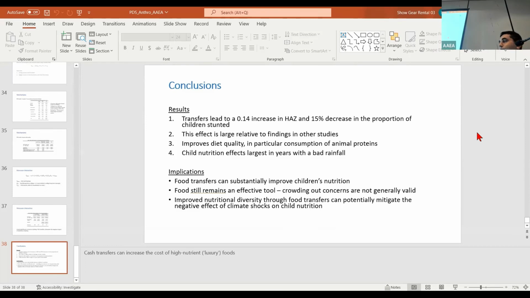I mean, there's a lot of doubt on the effectiveness of food transfers, people moving into cash, but here we're showing that these huge programs are still working pretty well. And the concern over crowding out of other foods is generally not valid, because what we find is that they actually crowd in more nutritious foods. And also we show that it improves nutritional diversity, particularly during these bad rainfall shocks. And that's it. Thank you.